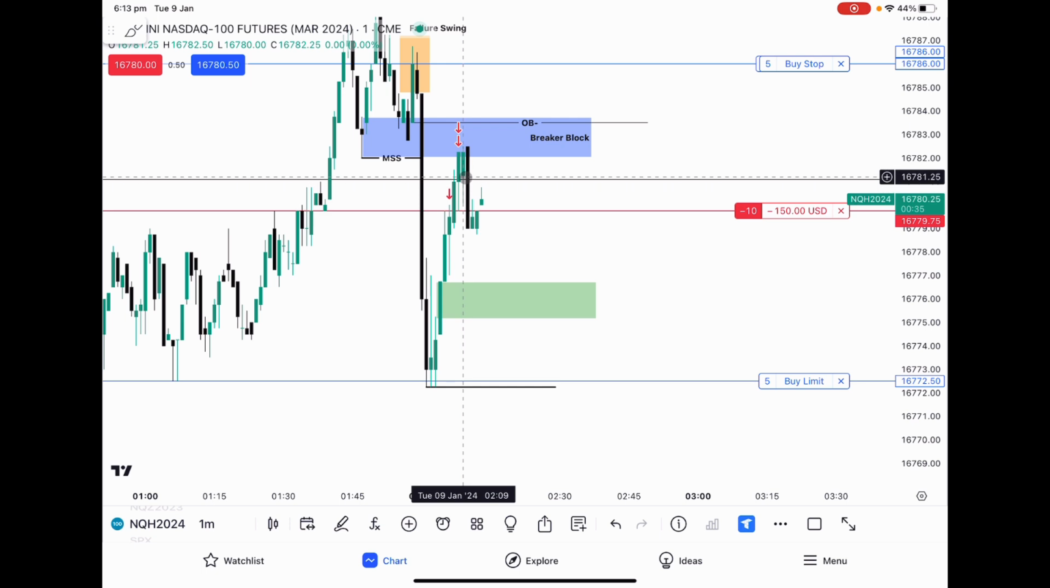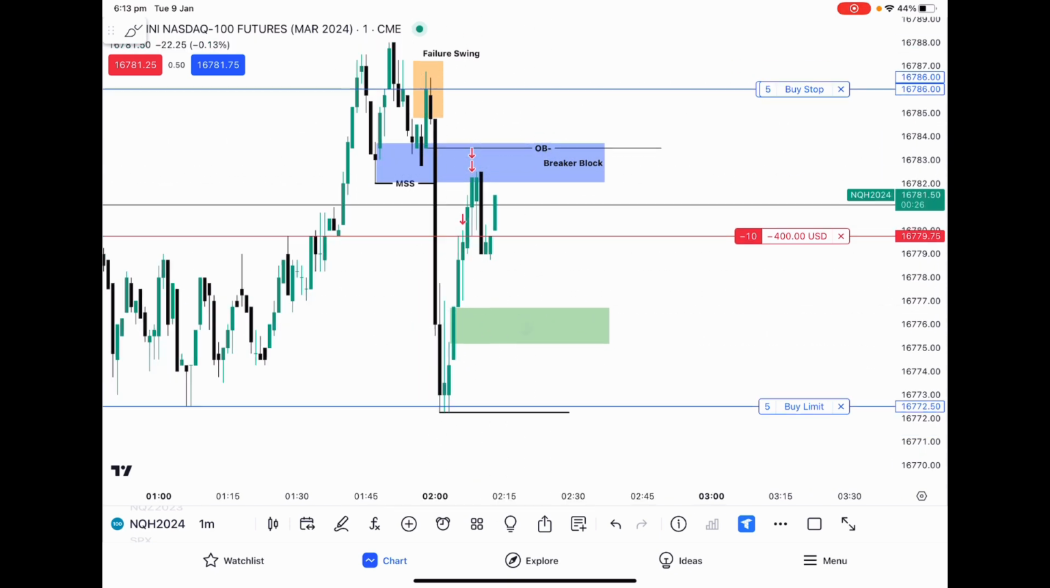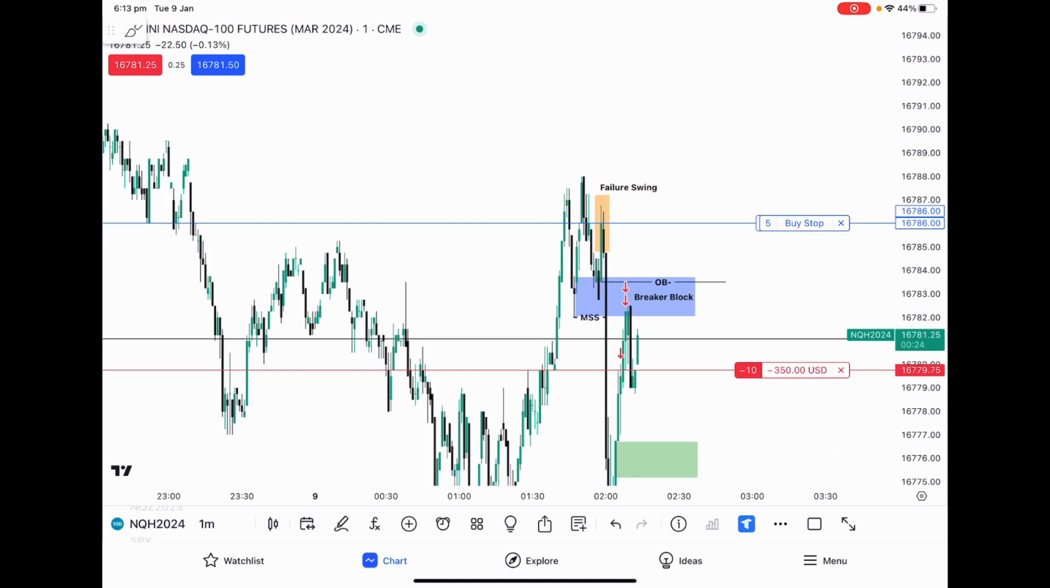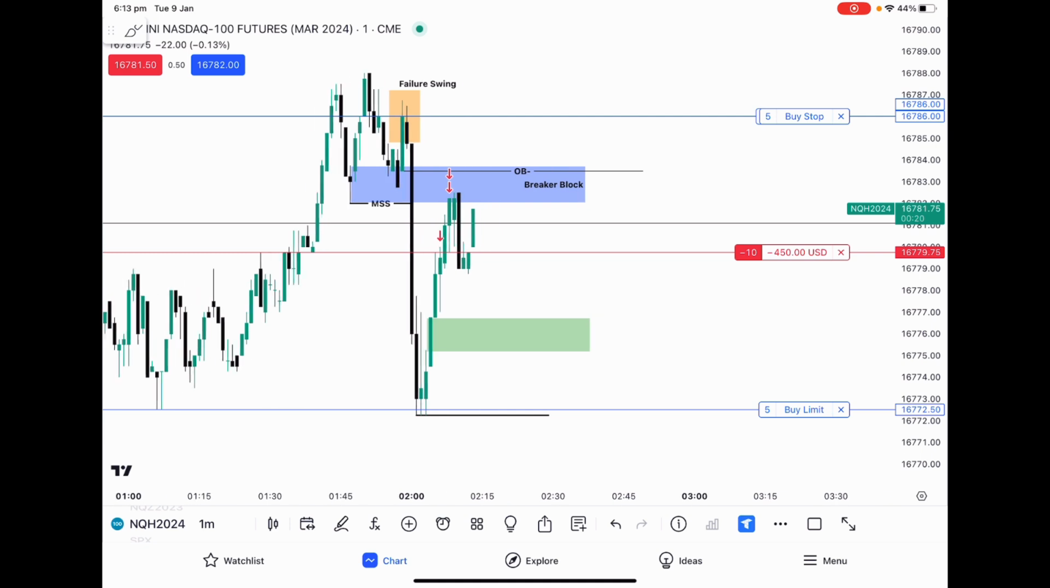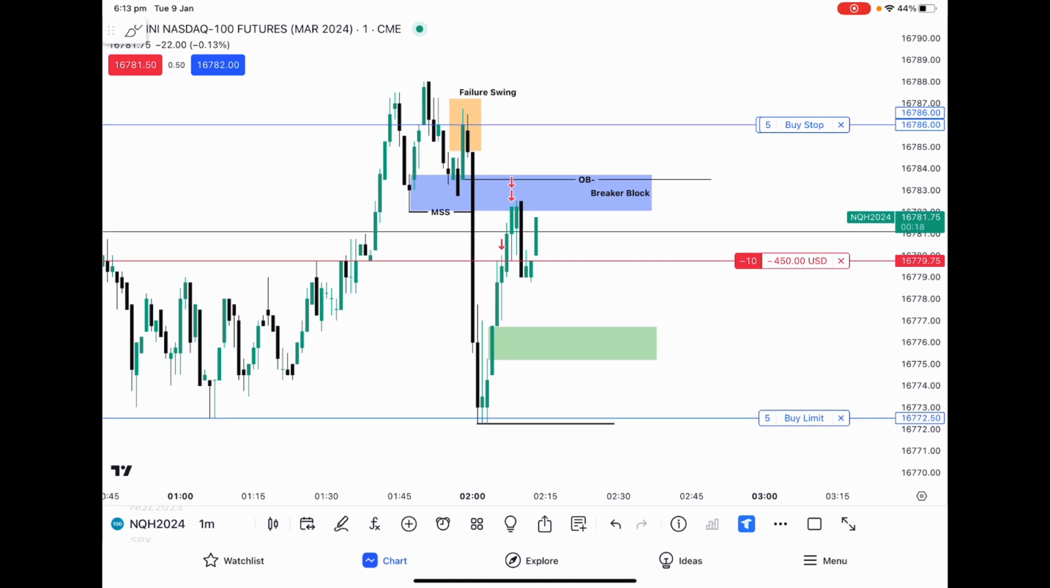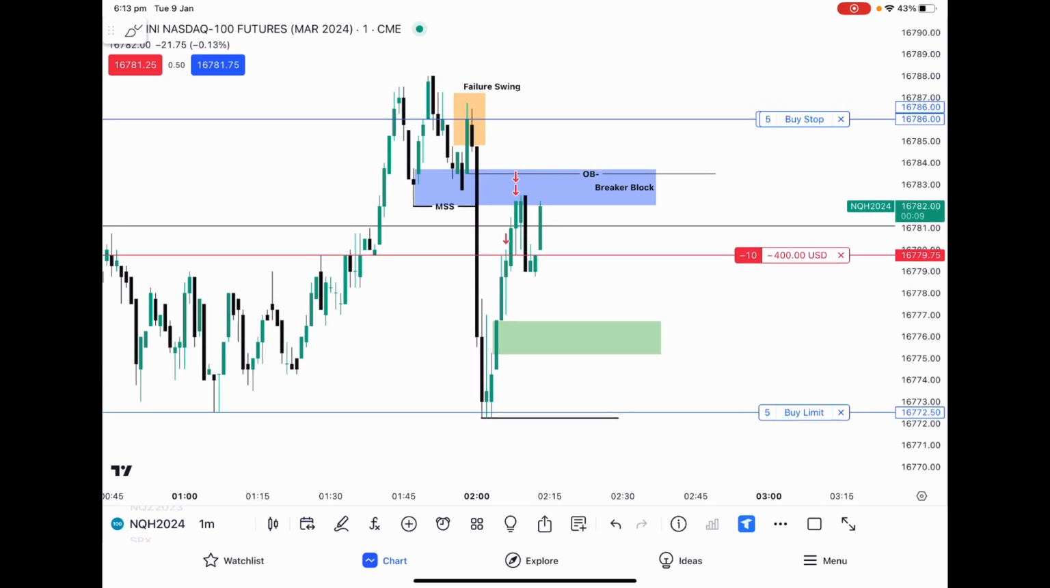Again, this is quite a large candle, right? Quite a large candle displacement. We can again go back into this breaker block. That's completely permissible. But I'd like to see a run lower. The order block's there to support price. That's where the stop loss is placed above. And we're just watching price now.